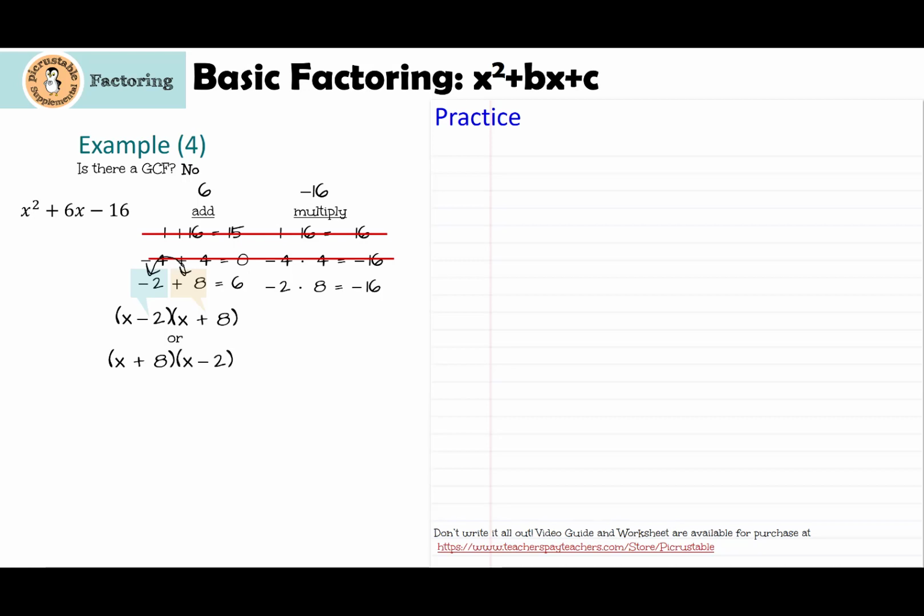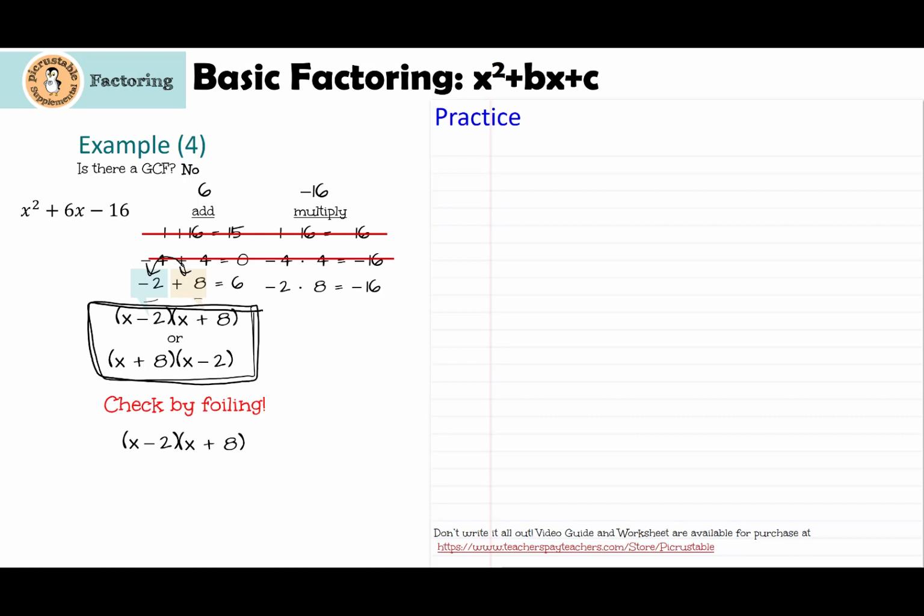For this case, I could have 8 plus negative 2, which is also 6. So it just depends what number I have coming first. But remember, it doesn't matter, because when we FOIL, we end up with the same answer. So what is our answer going to be? Either one of these is perfect. That is our factored form. But we should probably check just in case.